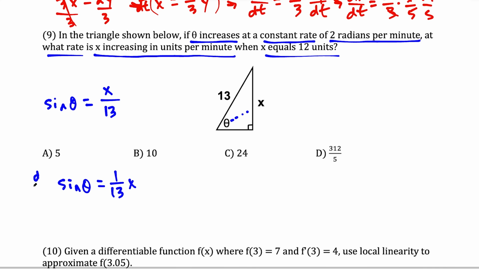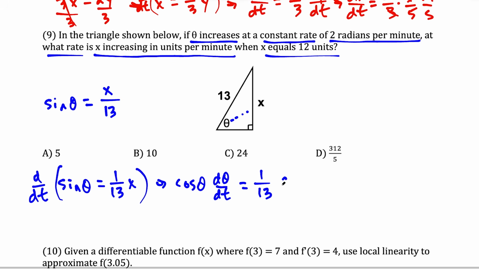So now we could take the derivative with respect to time, and this is going to give us on the left side cosine theta times d theta/dt. Once again, we have to use the chain rule here because we're taking the derivative with respect to time. So we can't just say cosine theta, we have to tack on this extra piece here. And now on the right side, we're going to have 1 over 13 times the derivative of x, which is not just 1, it's 1 times dx/dt.